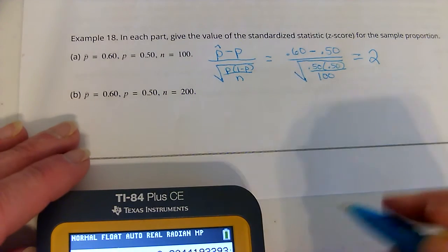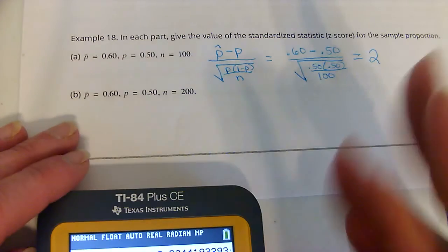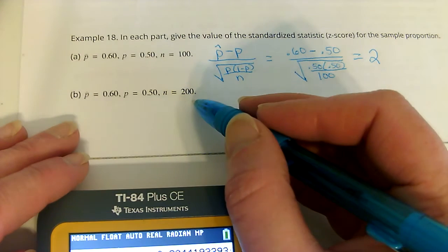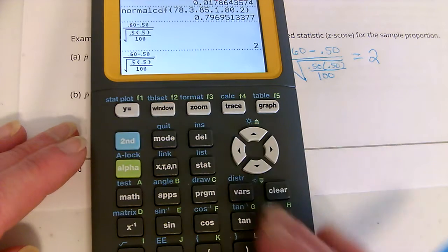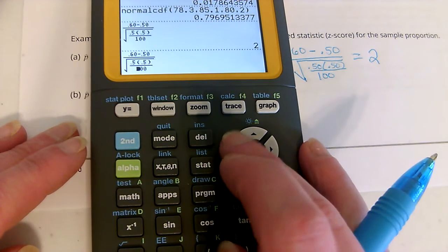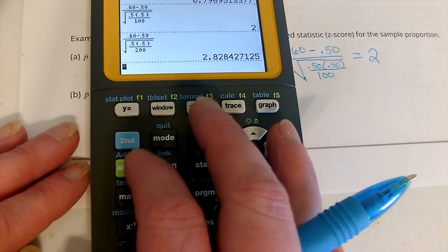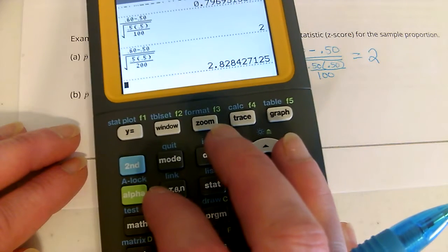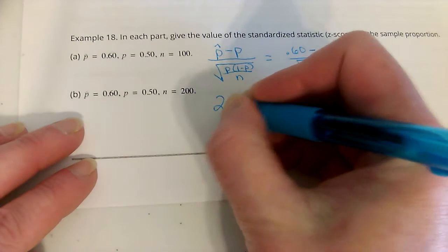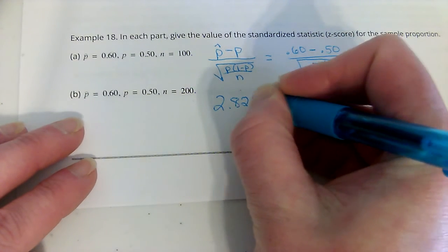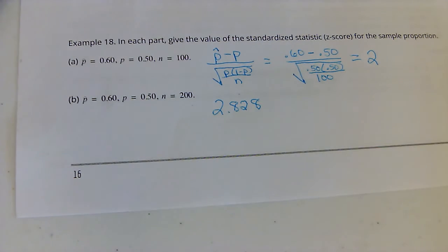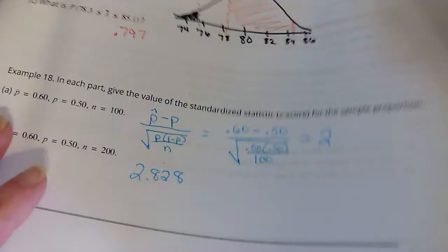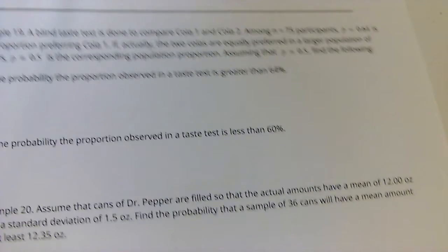So remember, that's 2 standard deviations to the right of the center. What if we change that to a 200 for the n? So I can actually copy and paste that and go in and change that to be a 200. And it's now a z-score of 2.828. And then there's a formula also if you needed to do that for the sample mean. Alright, but what we mainly want to do is solve problems with this.